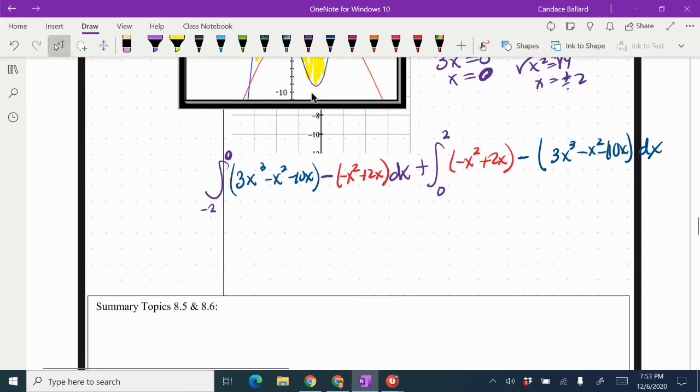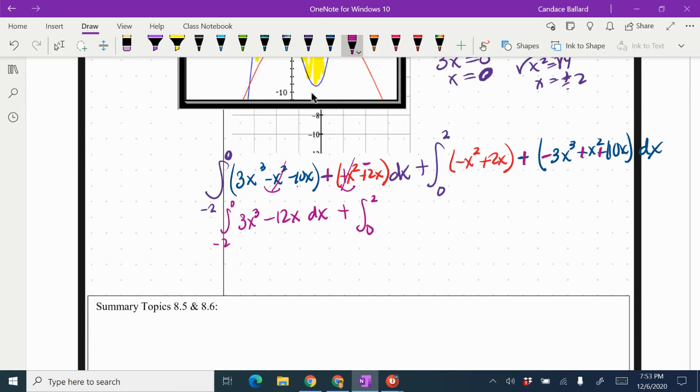Let's simplify a little bit. I'm going to distribute this negative in, so it's going to go positive there. I'm going to distribute this negative in here. So I'm swapping all of my signs. And then let's see if we can do some combining of like terms before I try to integrate. So the 3x cubed is going to stay 3x cubed. -x squared and +x squared are going to cancel. And -10x and -2x is -12x dx.